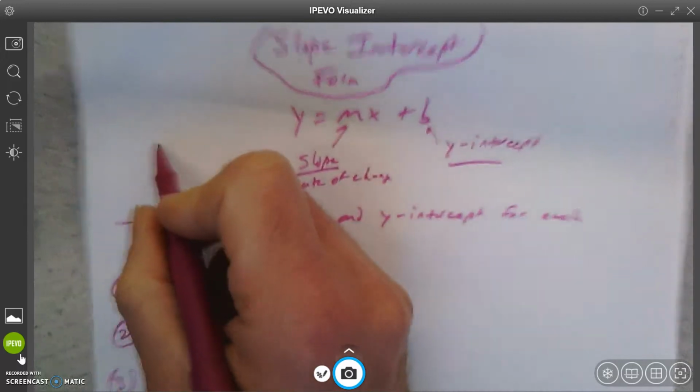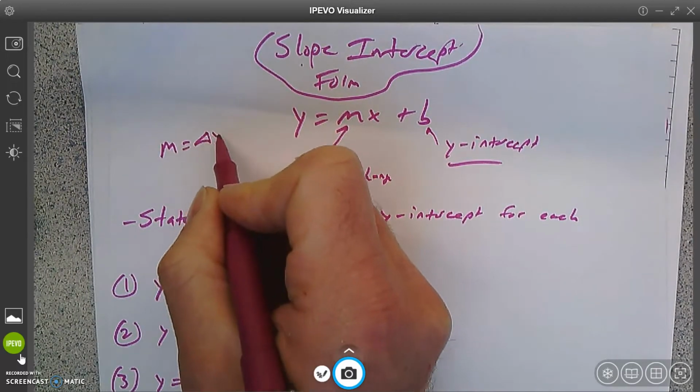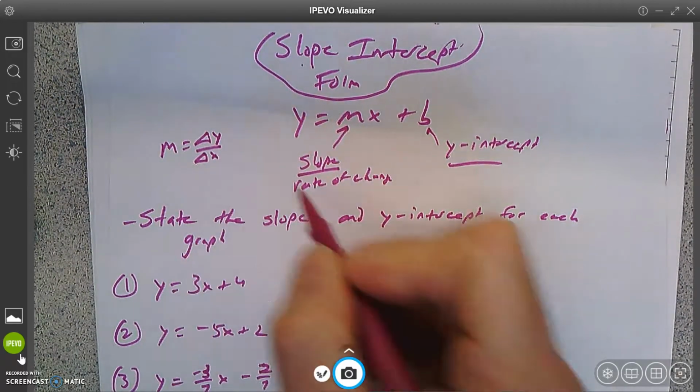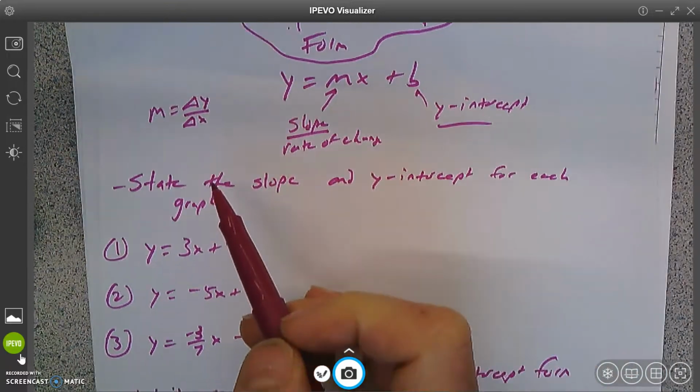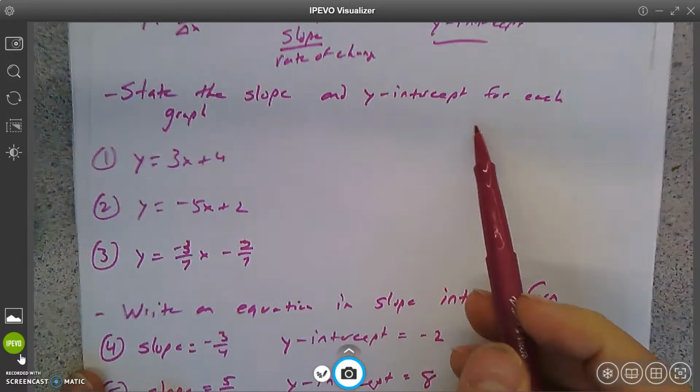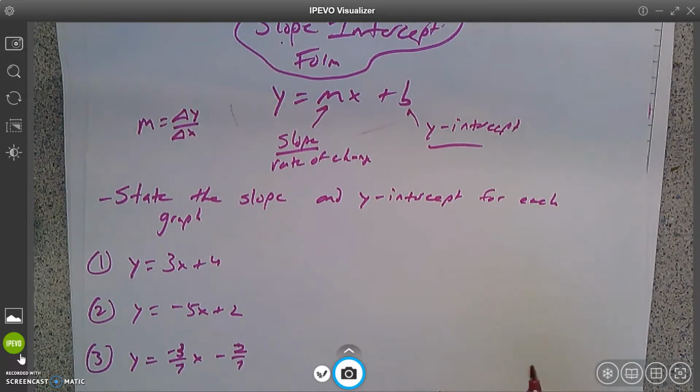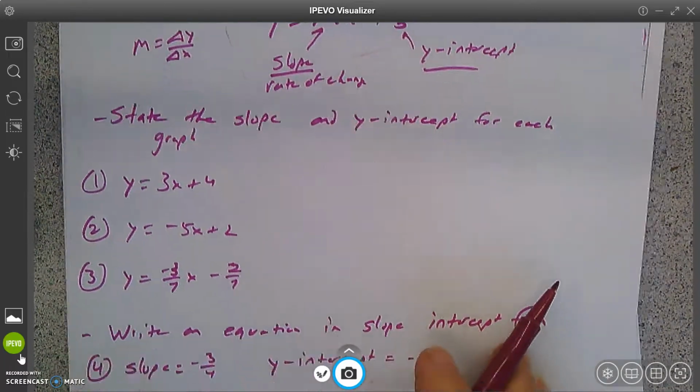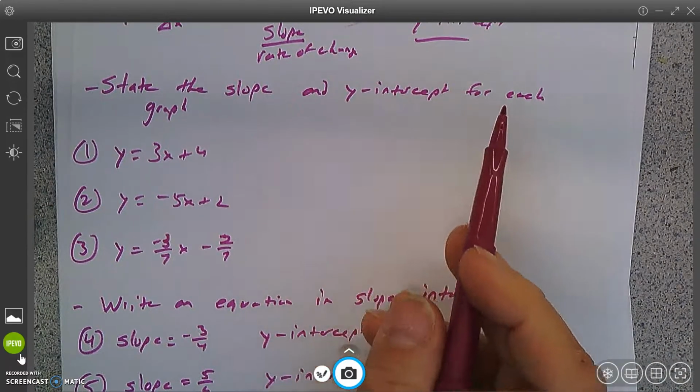You know that. And to find the slope, you need the change in y over the change in x right there. Okay, so let's do a couple easy problems first. Write this down in your notes. Pause the video if you have to. Okay, so state the slope and y-intercept for each one.